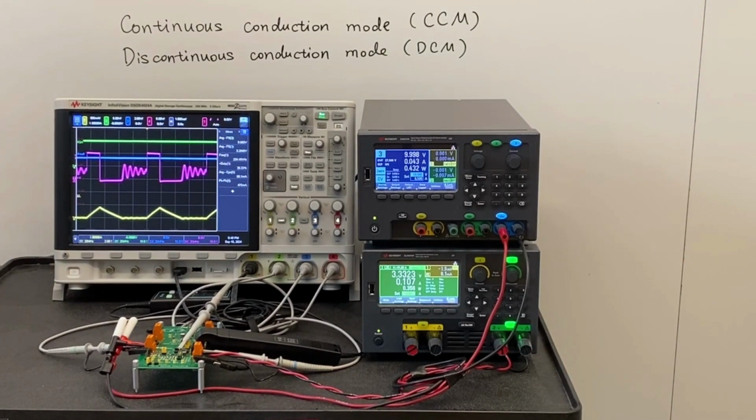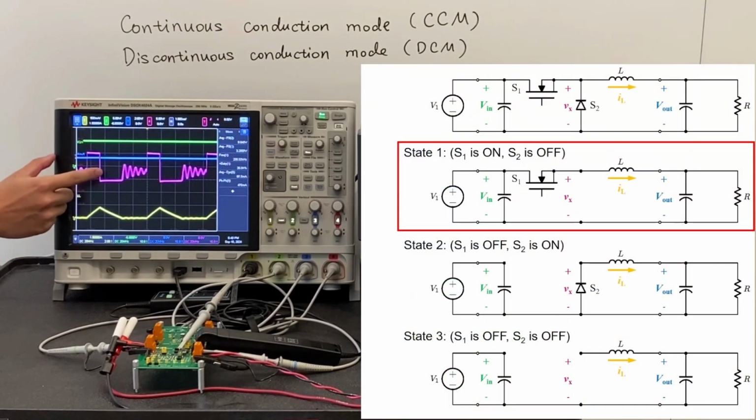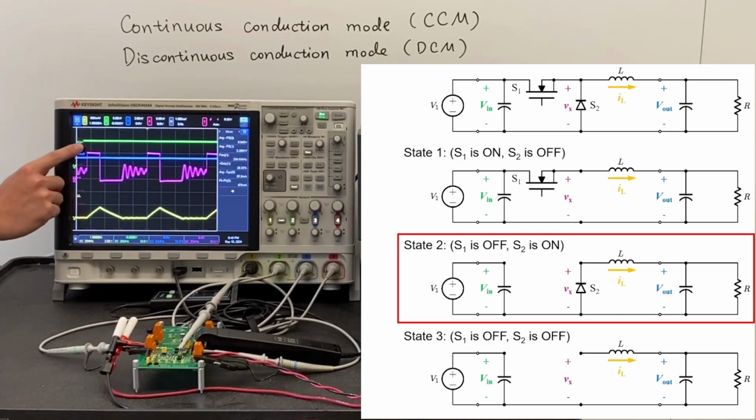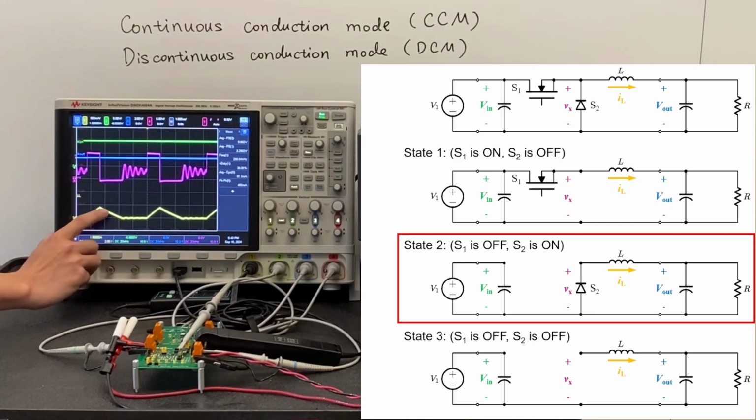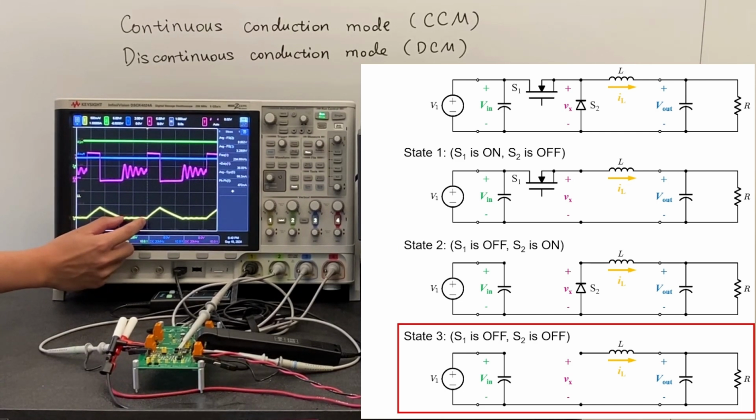In this discontinuous conduction mode, as we can see, when the high side switch S1 is on, the inductor current rises. And when the high side switch S1 is off, the low side switch S2, which is a diode, is forced to turn on, and the inductor current falls. After that, the inductor current will stay at zero until the high side switch S1 is turned on in the next switching cycle.